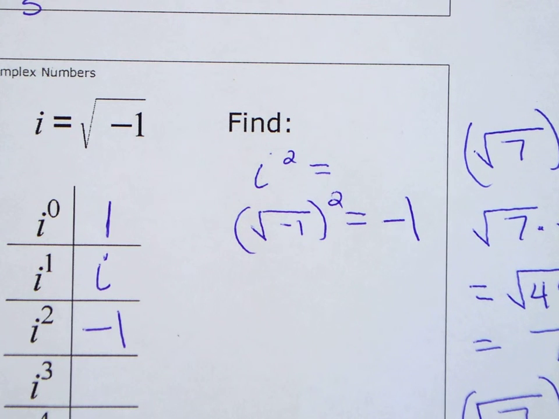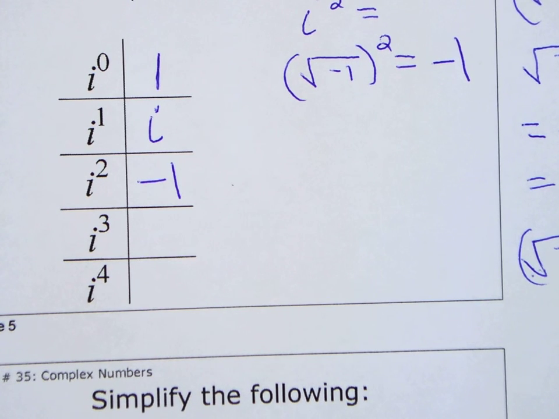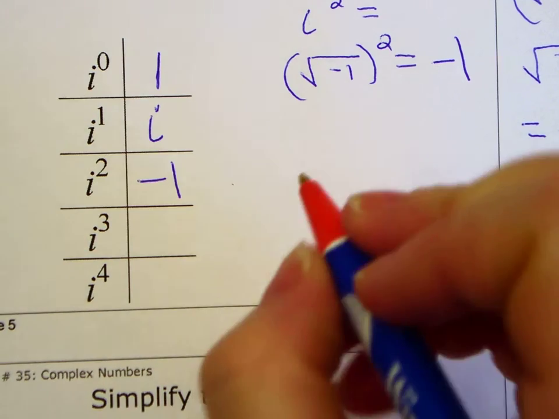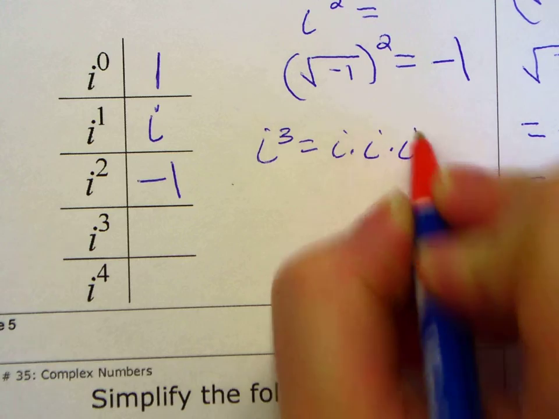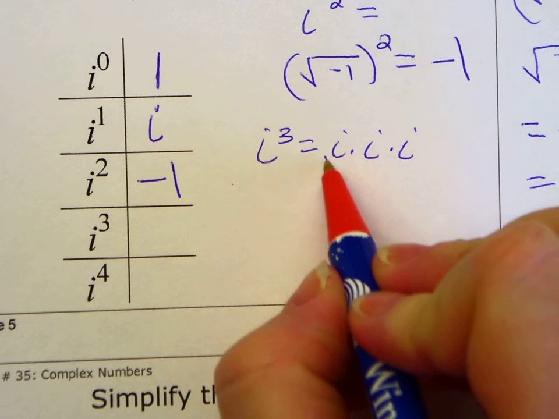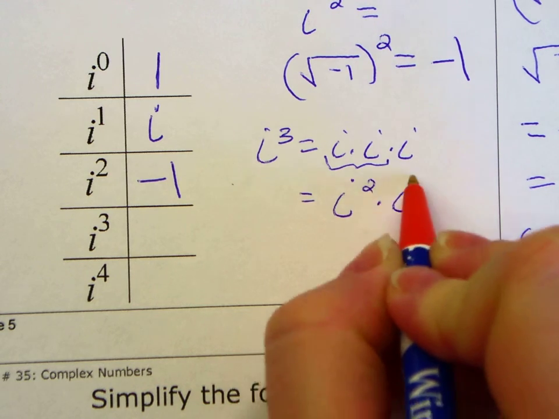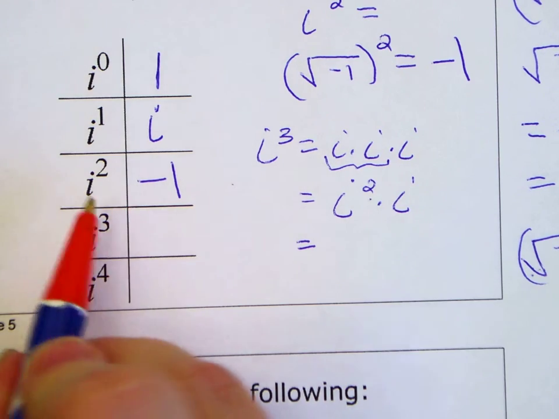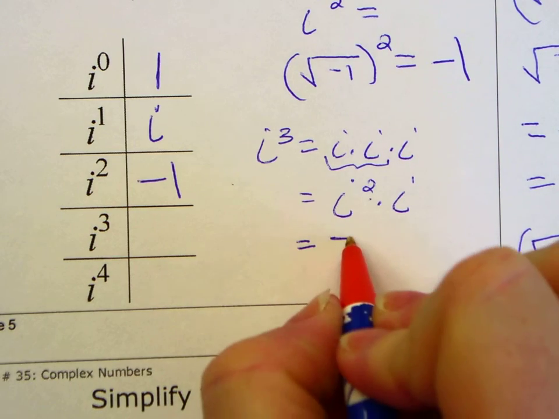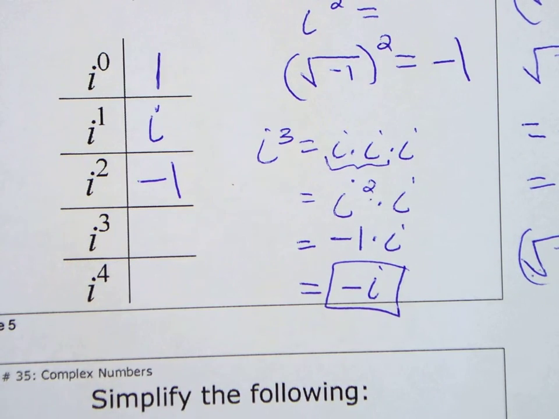Okay. i cubed. Now we're going to get a little bit more complicated with the next two. i cubed is i times i times i, right? If we put two of them together, what's i times i? i squared times i. But didn't we just figure out what i squared equals? i squared was -1. So we have -1 times i, which is -i. So i cubed equals -i.